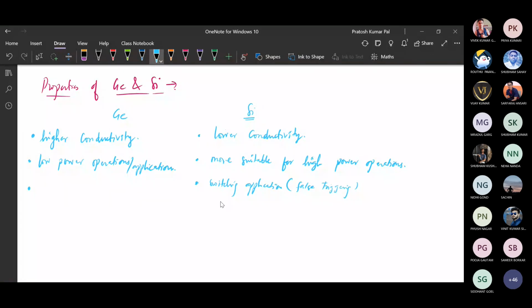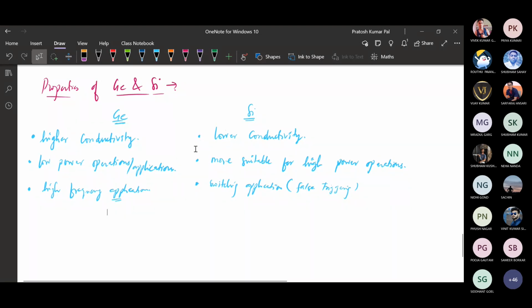But in case of germanium, it can be used for high frequency applications. In switching, high frequency applications can be used in case of germanium. High frequency means it has less delay, or faster operation. Then we can use high frequency applications on germanium based devices. So this is the introduction.